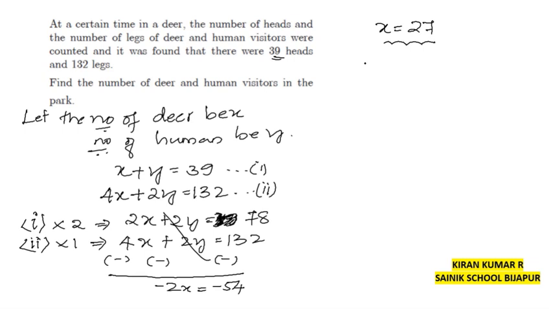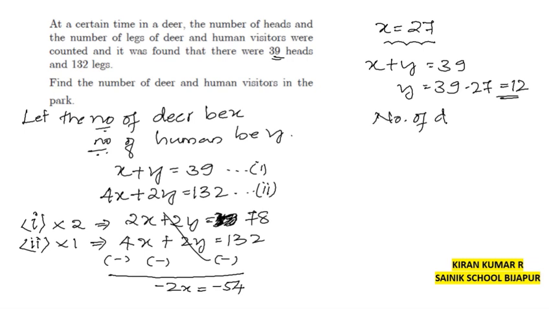Now let me take one of the equations, x plus y is equal to 39. So y will be equal to 39 minus 27, which will give 12. We had taken the number of deer to be x, therefore the number of deer is equal to 27 and the number of humans will be equal to 12. Let's move on to the next question.